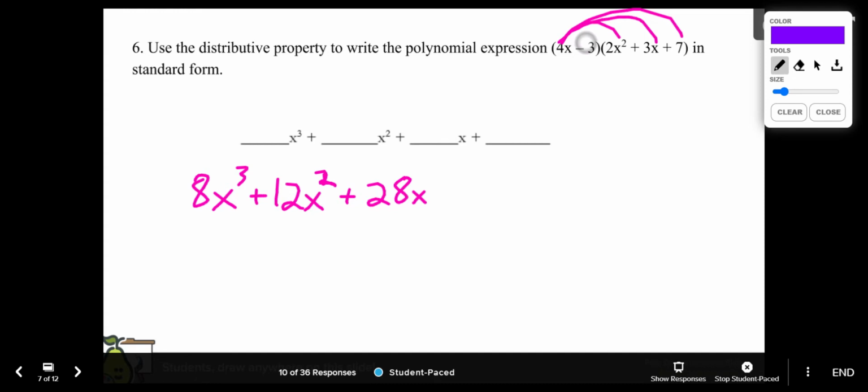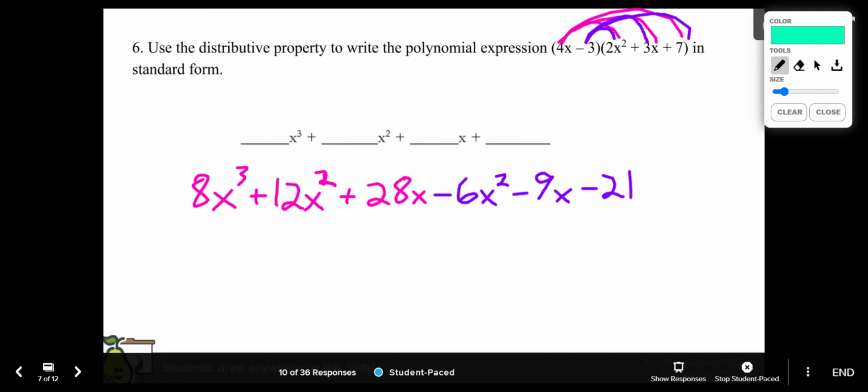Now we're going to move on to that minus 3. Minus 3 times 2x squared, that makes it negative. 3 times 2 is 6x squared. Negative 3 times positive 3x, it's going to be a negative. 3 times 3 is 9x. And then we have the 3 times the 7. One's negative, so it's going to be minus 21.